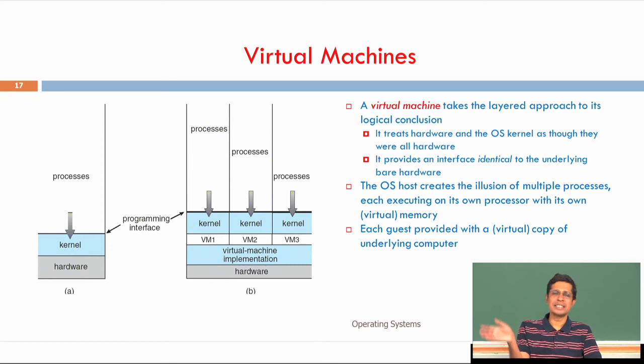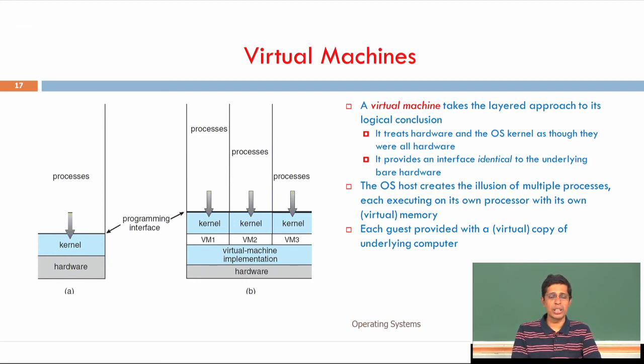I can create n such boxes, and on each box I can run a different operating system. The kernel on VM1 can be Windows, the kernel on VM2 can be Linux, and so on. In each of these operating systems I can run processes. The processes corresponding to VM1 think that the entire hardware is dedicated to them. Processes corresponding to VM2 also think that the entire hardware is dedicated to them.